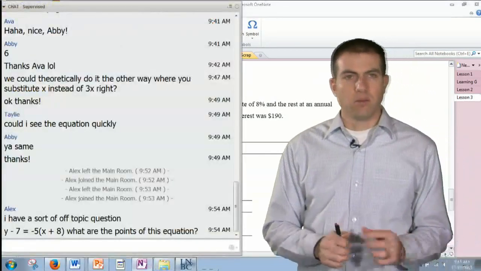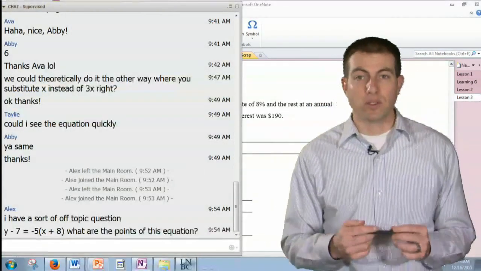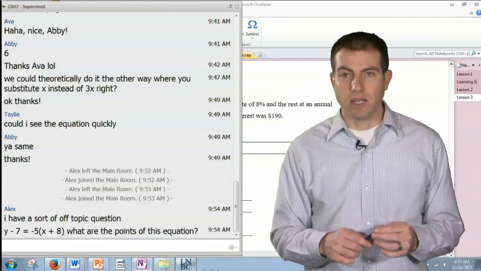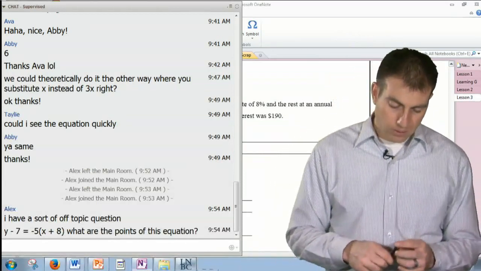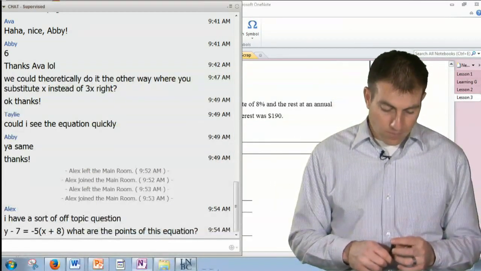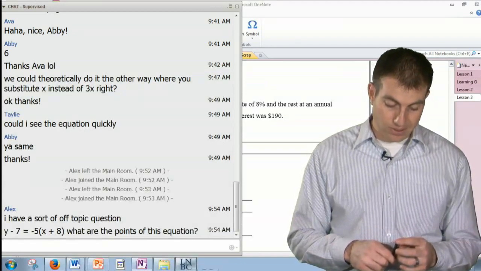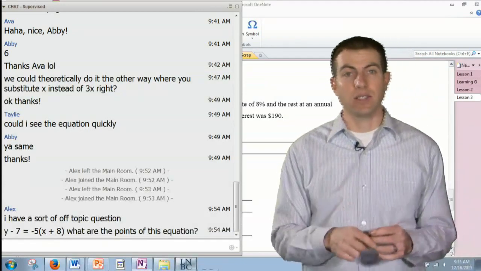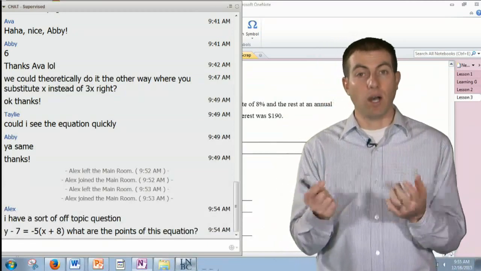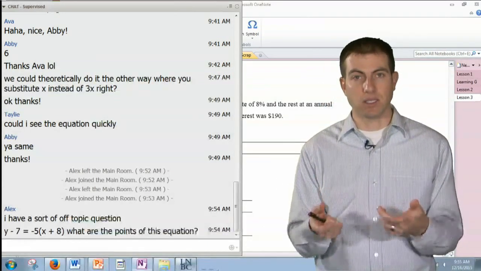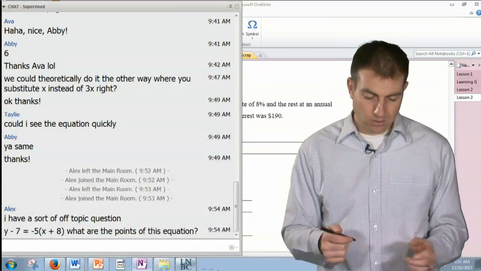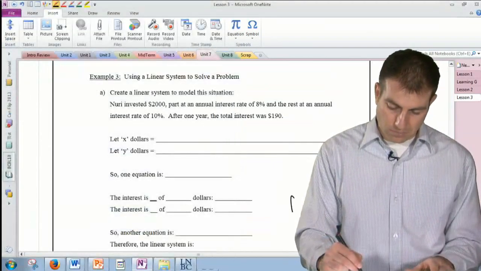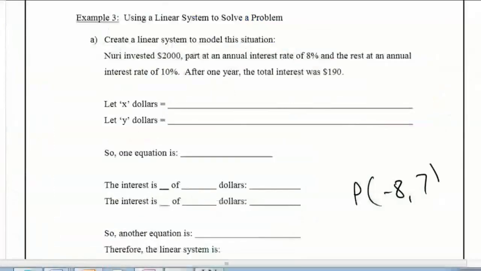I'm not sure that's entirely off topic. That's point slope form. So y minus 7 equals 5x plus 8. What are the points of the equation? So the points are going to be negative 8 and positive 7. If you want to think about just changing the sign, so you have the y minus 7, the y point is going to be the opposite sign, so plus 7. And then you have x plus 8, your x point is going to be negative 8. So your point is going to be negative 8, 7.